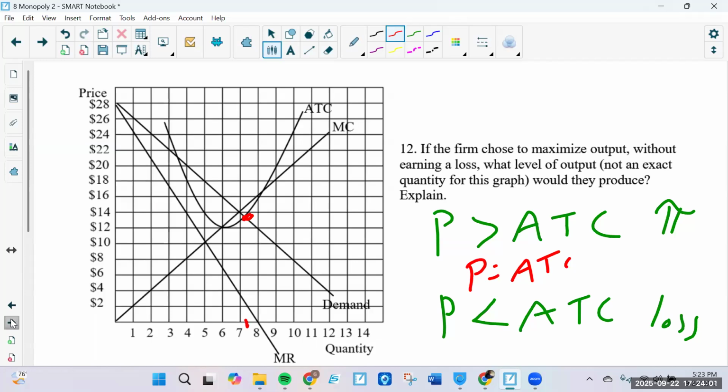The idea behind this question is that if this was like a nonprofit organization, well, nonprofit organizations can't continuously stay in existence if they're earning a loss. And so they would try to shoot for 7.25 units as opposed to 5 units, which is what a profit maximizer would do.